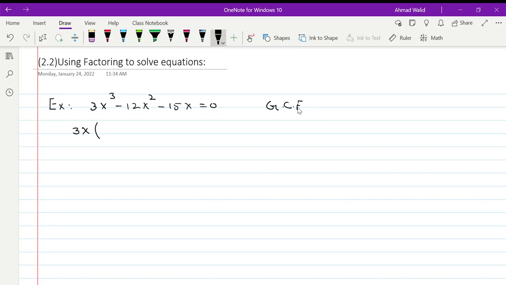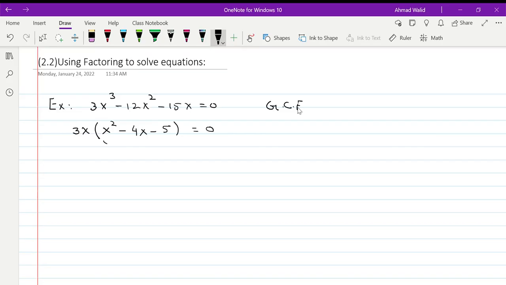Now open your parentheses and divide all terms and write the answer here. 3x cubed divided by 3x gives you x squared, minus 12 divided by 3 gives you 4, and x squared divided by x gives you x, minus 15 divided by 3 gives you 5, and x cancels out with x, correct? Equal to 0. Try to factor your equation completely.